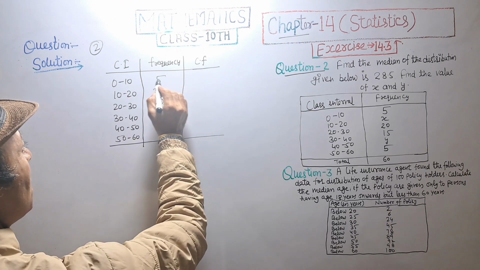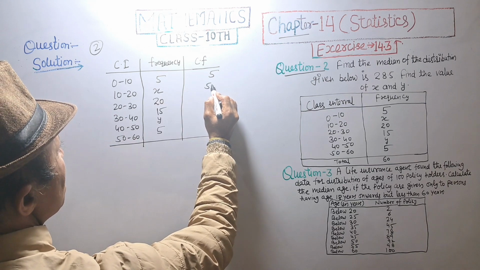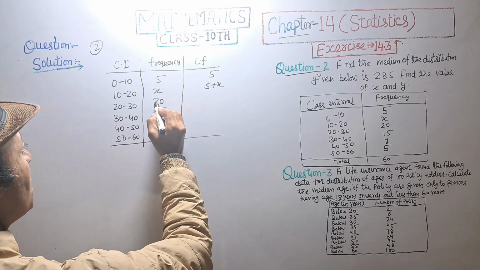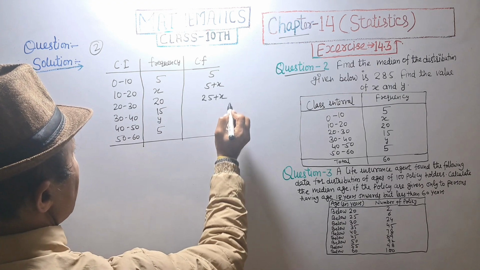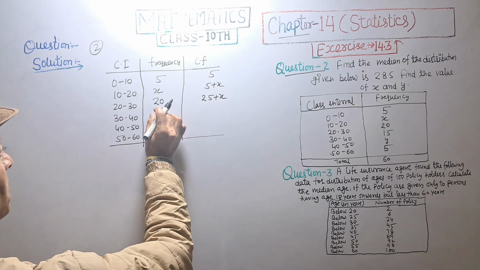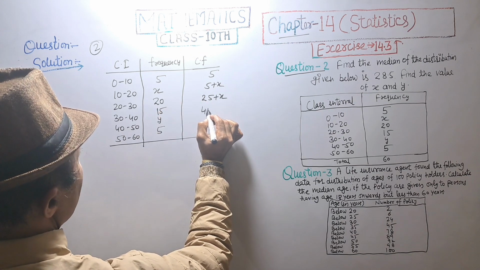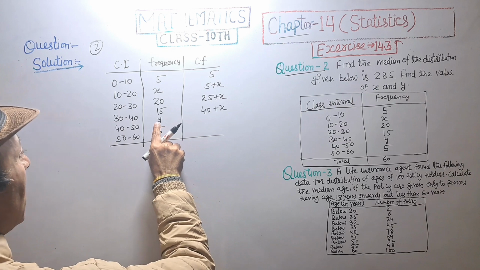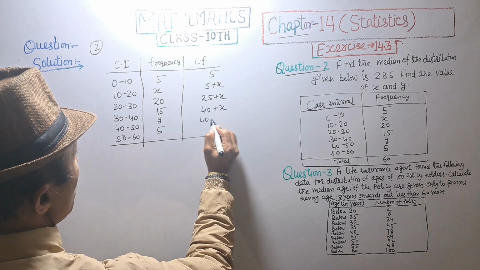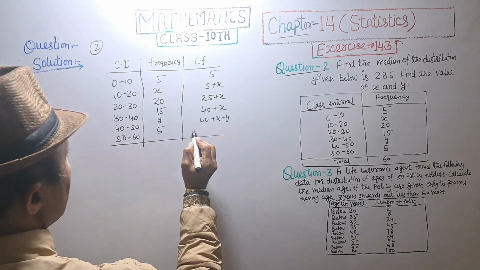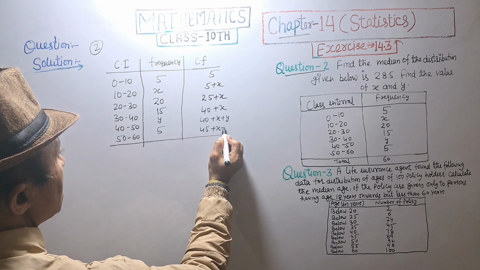Cumulative frequency: 5 as it is, then 5 plus x, then 5 plus 20 plus x is equal to 25 plus x, and 25 plus 15 plus x is equal to 40 plus x, and 40 plus x plus y, and 40 plus 5 plus x plus y is 45 plus x plus y.